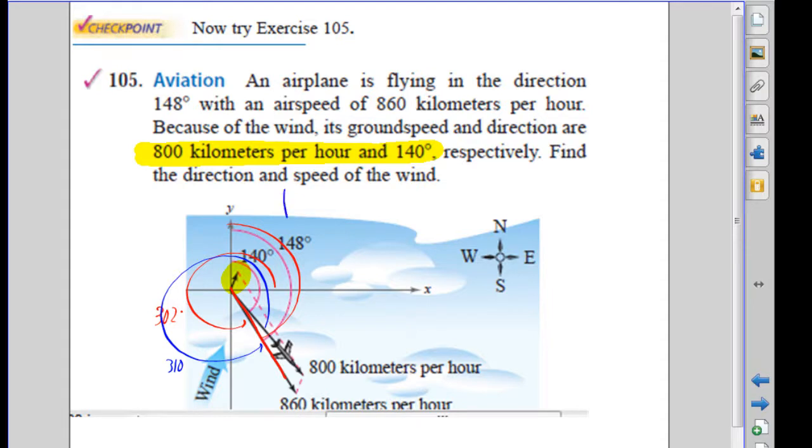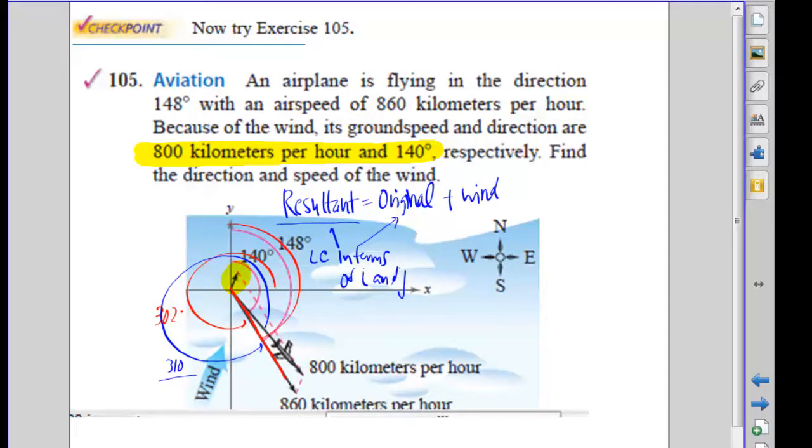So I can say the resultant vector is equal to my original vector, what the plane is set to, plus wind. My hint to you is to get the resultant vector using 310 as a linear combination in terms of i and j. Do the same thing with the original vector. If you then subtract the original from the resultant, you'll find the wind. Check your answer in the back of the book. Come back when you're done.